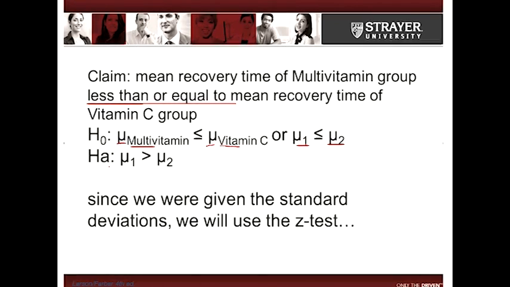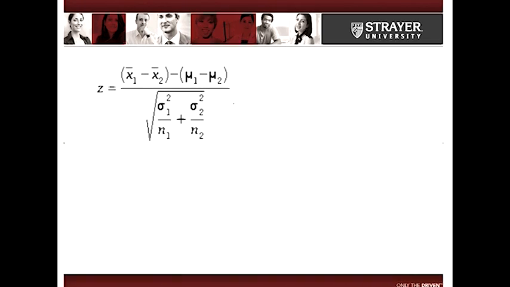And indeed, when you're working with a program like this, the program has as its correct answer the result from a z-test, not from a t-test. So you definitely want to get it right on the ALEKS, and so you want to use the z-test. So since we're given the standard deviations, we use the z-test.